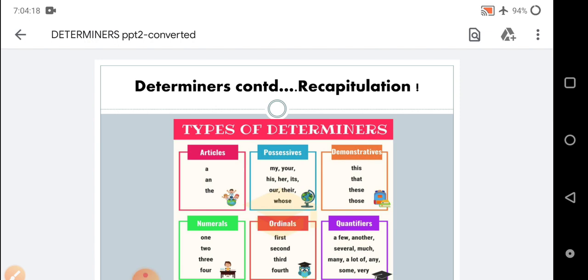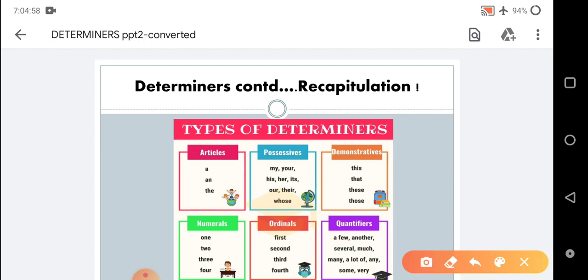First of all, a quick recap. What are determiners? Determiners are words that fix or determine a noun in a sentence. They are placed before a noun and not after it. In our previous class, we discussed that determiners can be broadly classified into 6 types, that is, articles, possessives, demonstratives, numerals, ordinals, and quantifiers. We also discussed articles, demonstratives, and a part of quantifiers.